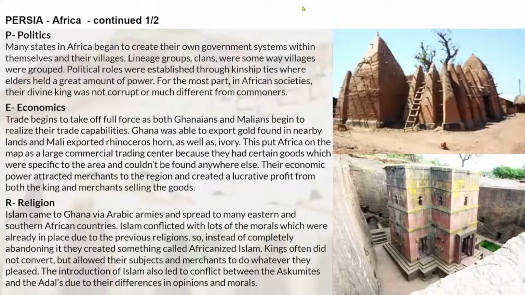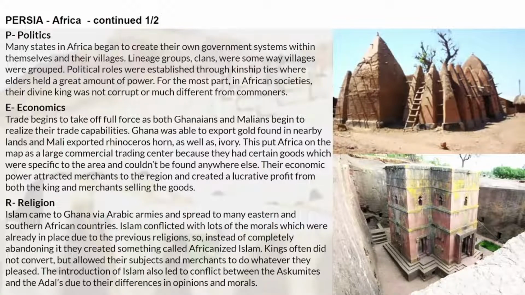Persia. So for politics, politics were mostly based on lineage groups. If you had a lineage group, that automatically puts you at the top in society. And rather than there being a central king or anything like that, it was more decentralized, where it was villages, and often elderlies were at the top. But if that wasn't the case, then lineage groups and clans were some way that you could figure out where a person would be in society.